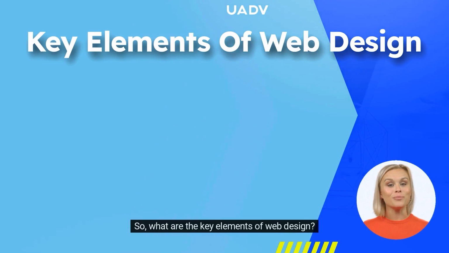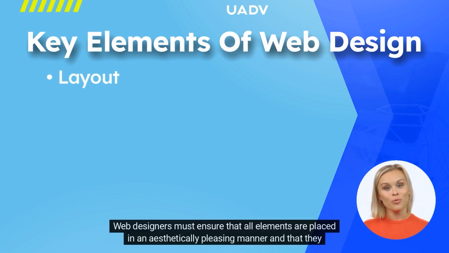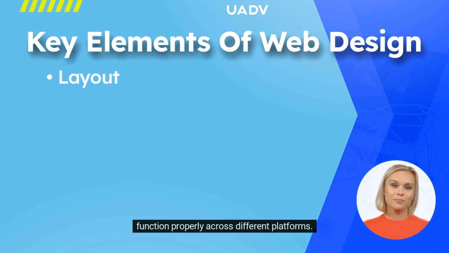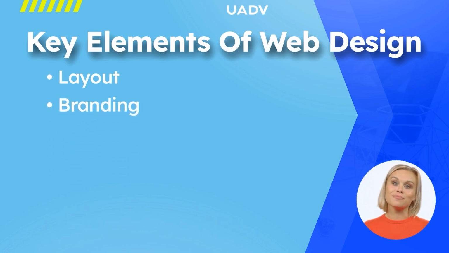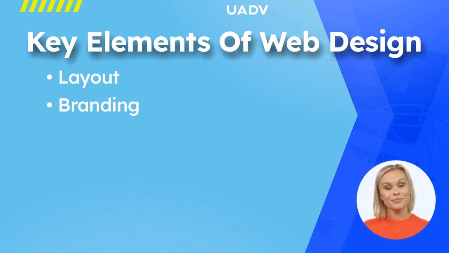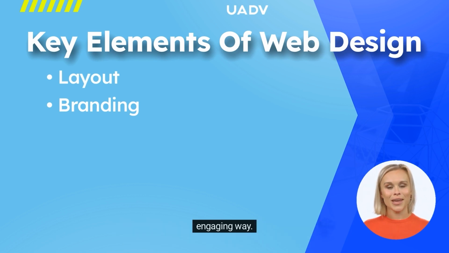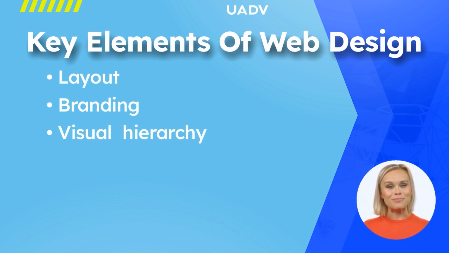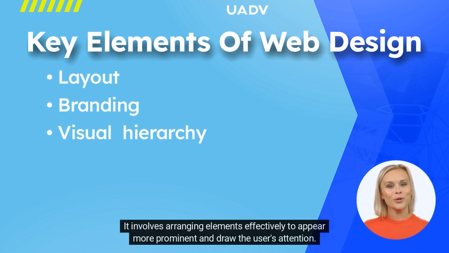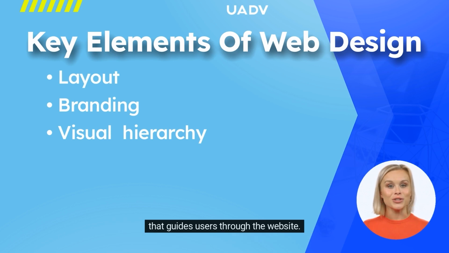So, what are the key elements of web design? Layout. The layout refers to how the components of a website are arranged on the page. Web designers must ensure that all elements are placed in an aesthetically pleasing manner and that they function properly across different platforms. Branding. Web designers must ensure that the designs they create are consistent with the overall brand identity of their clients. They must also consider how to include brand elements like logos and color schemes in an attractive and engaging way. Visual hierarchy. It involves arranging elements effectively to appear more prominent and draw the user's attention. Web designers must use various techniques like contrast, size, position, and color to create an experience that guides users through the website.